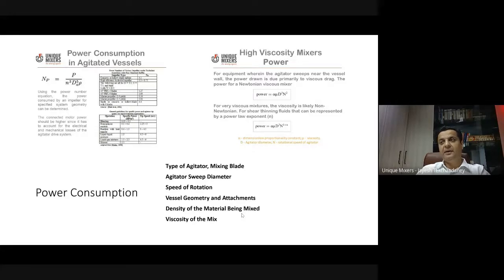Okay. Now, one important thing to note is that in liquids, because of the nature of the material, we are able to estimate the power required for liquid mixing applications to the best accuracy possible. Okay, and it is well established. You can easily calculate the power required for a liquid mixing application and select a motor horsepower.